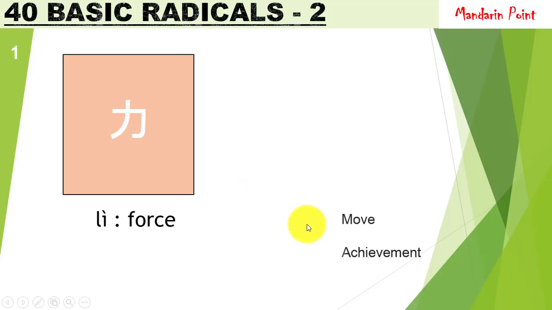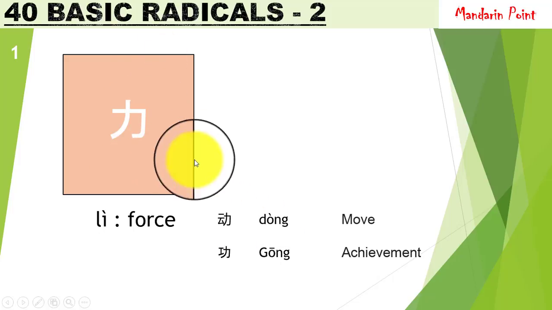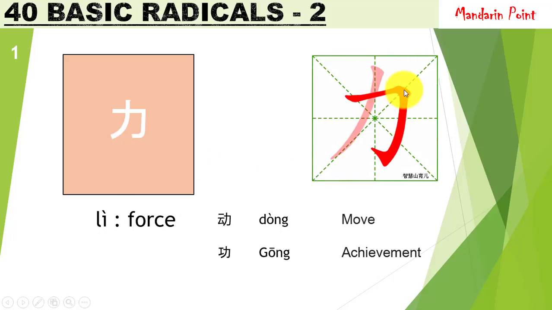For example, we have gong, meaning achievement. Achievement takes a lot of effort. Tong, meaning move. Moving anything requires a lot of force and power. So both of these words are somehow related to power, force, or effort, so they are using this li. Now let's derive this li from the basic six strokes. Here we have heng, zhe, gou, and pie.